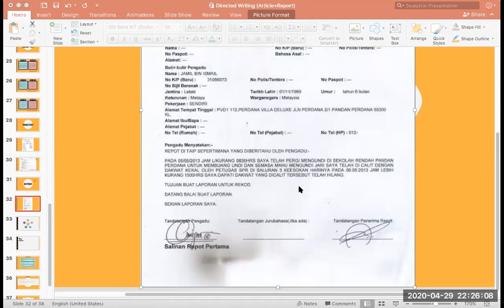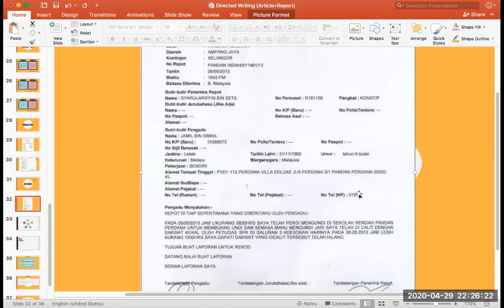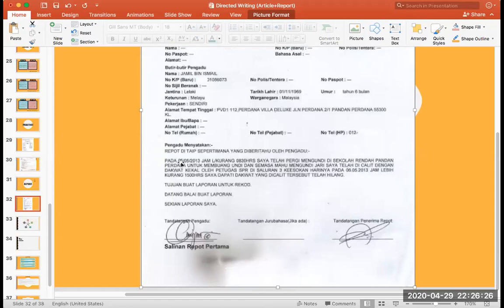Maybe it's a bit too small, but I will read it to you. Even if I zoom in, it's going to be blurry. Okay, keep it this way. So this is dia punya isi kandungan dia. I want you to go through with me, and then think: bahasa dia formal kah, tidak formal? Dan apa ciri-ciri ayat dia? What is so different about the type of language that reports use? So, pengadu menyatakan, report ini ditaip seperti mana yang diberitahu oleh pengadu. So this one will be the content.